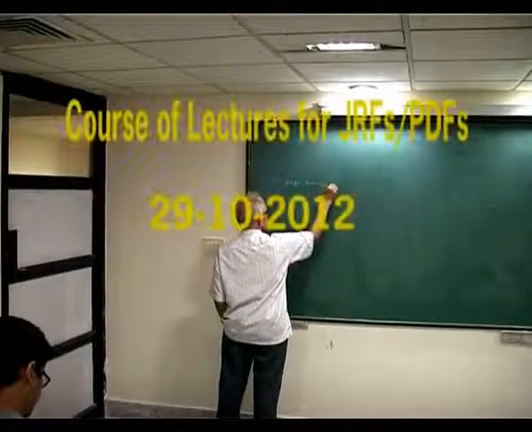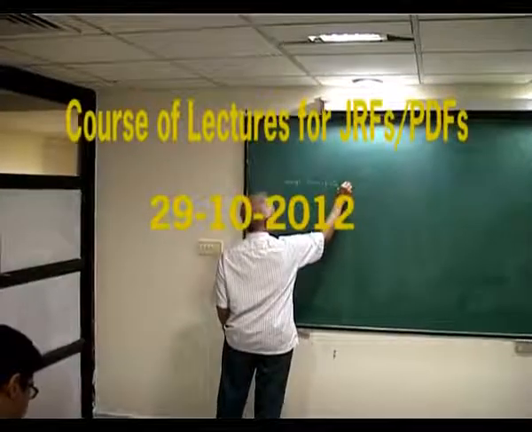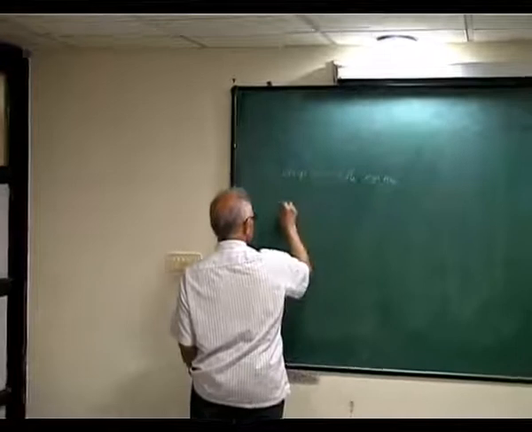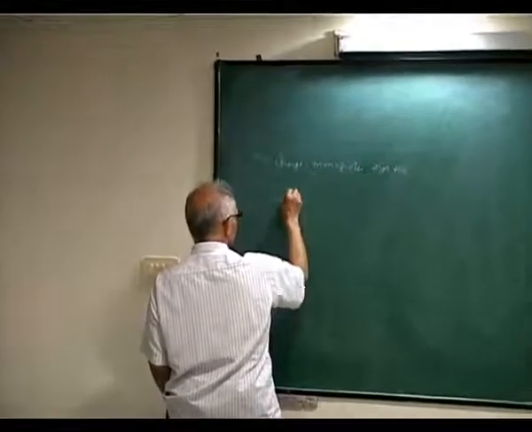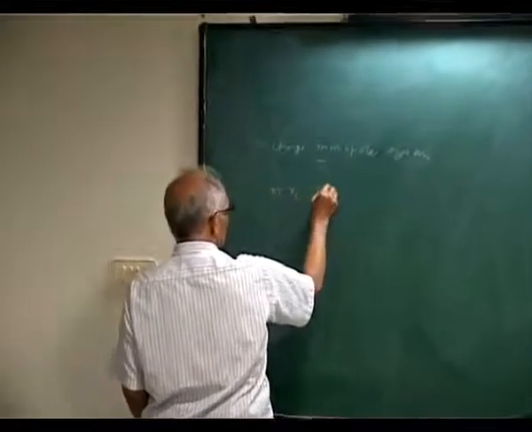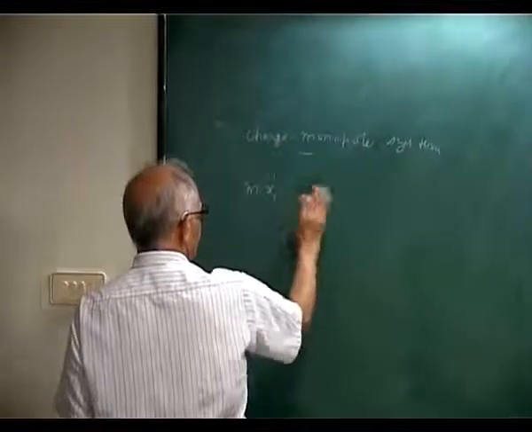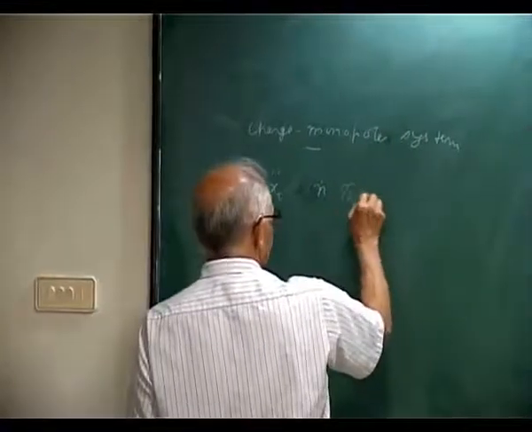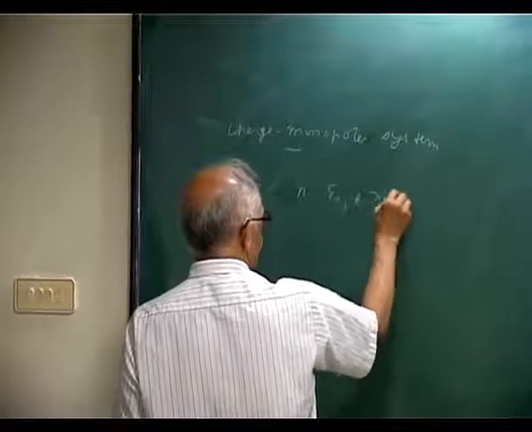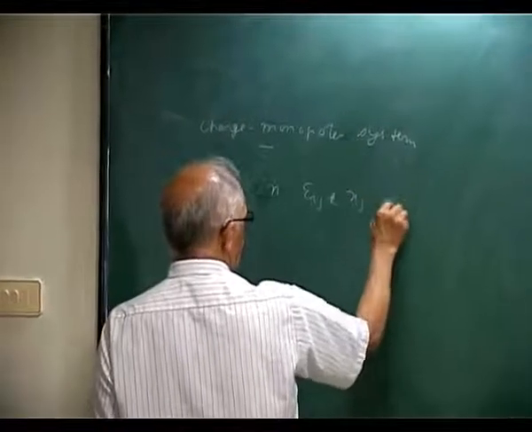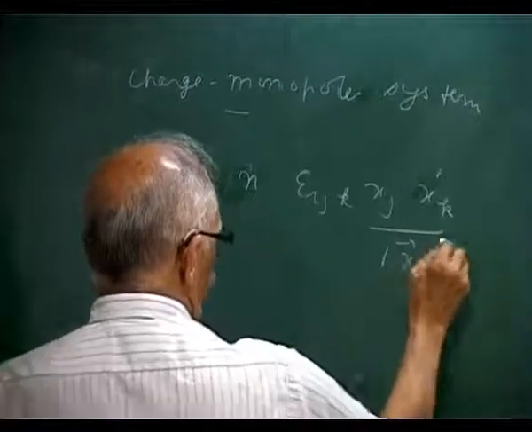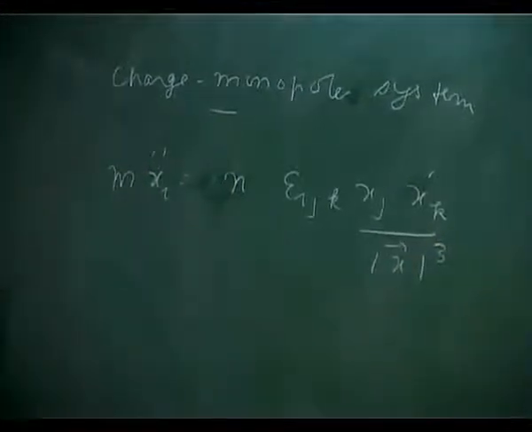I won't go deeply, but there is something interesting. Remember this equation of motion, n times epsilon ijk xj xk dot divided by... I think you know this equation.